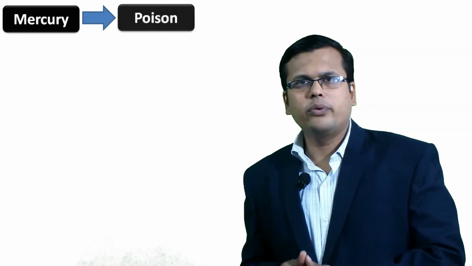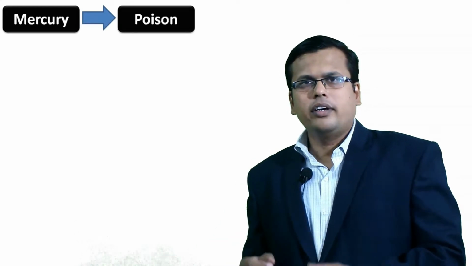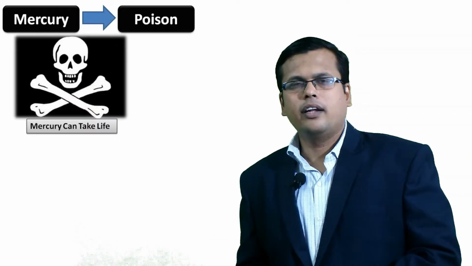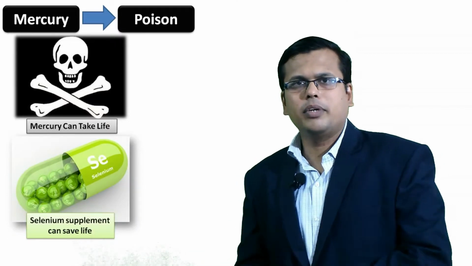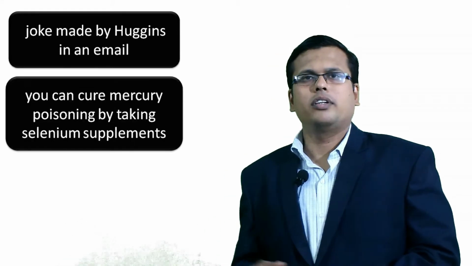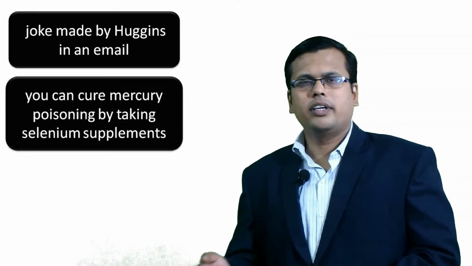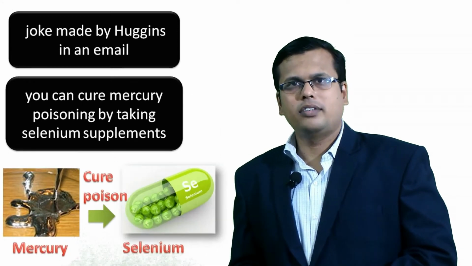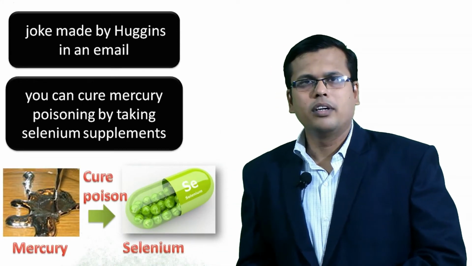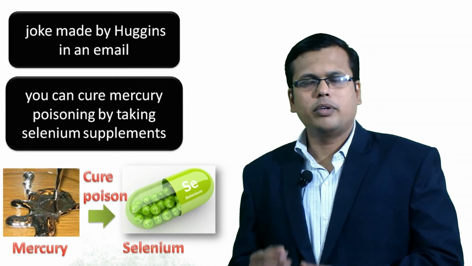Now, one of the properties of mercury is that if you take mercury internally, it is very poisonous. It can cost your life as well. But selenium supplements can save your life. So it was a joke at that time when Jason Huggins said that in order to remove the poison by mercury, we need selenium. So the name Selenium got connected with this particular automation.